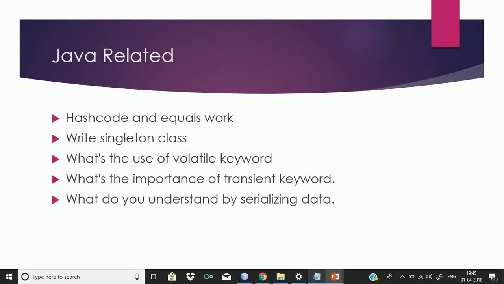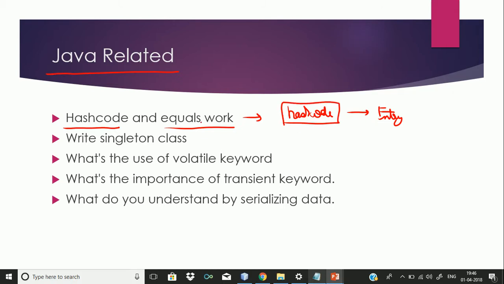Let's look into the other questions that he asked me, and they were mainly related to Java. He asked me how hash code and equals work, and the discussion was quite a lengthy one. And he asked me what will happen if you do not override your hash code. Will the entry set grow horizontally or vertically? And if you don't override your equals, then what will happen?